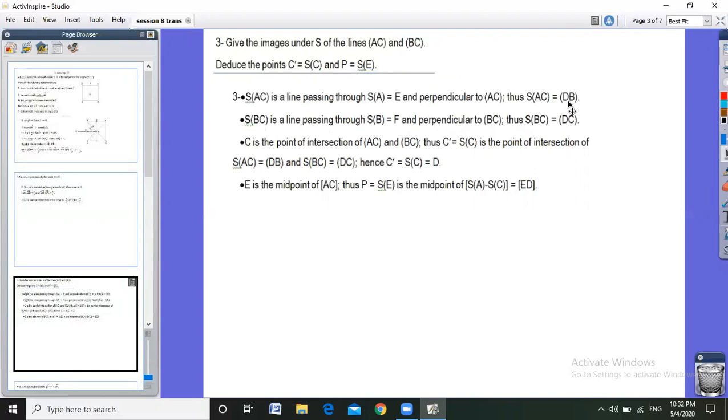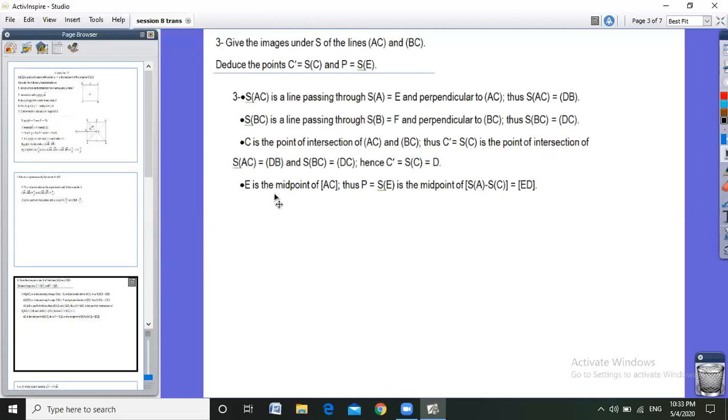AC and BC have their images DB and DC. Deduce the image of C, C prime. C is the point of intersection of AC and BC. S of AC is DB, S of BC is DC. AC, BC intersect at C, then S of C is the point of intersection of these two, so C prime is D. Since DB and DC intersect at D, the required point C prime is D.